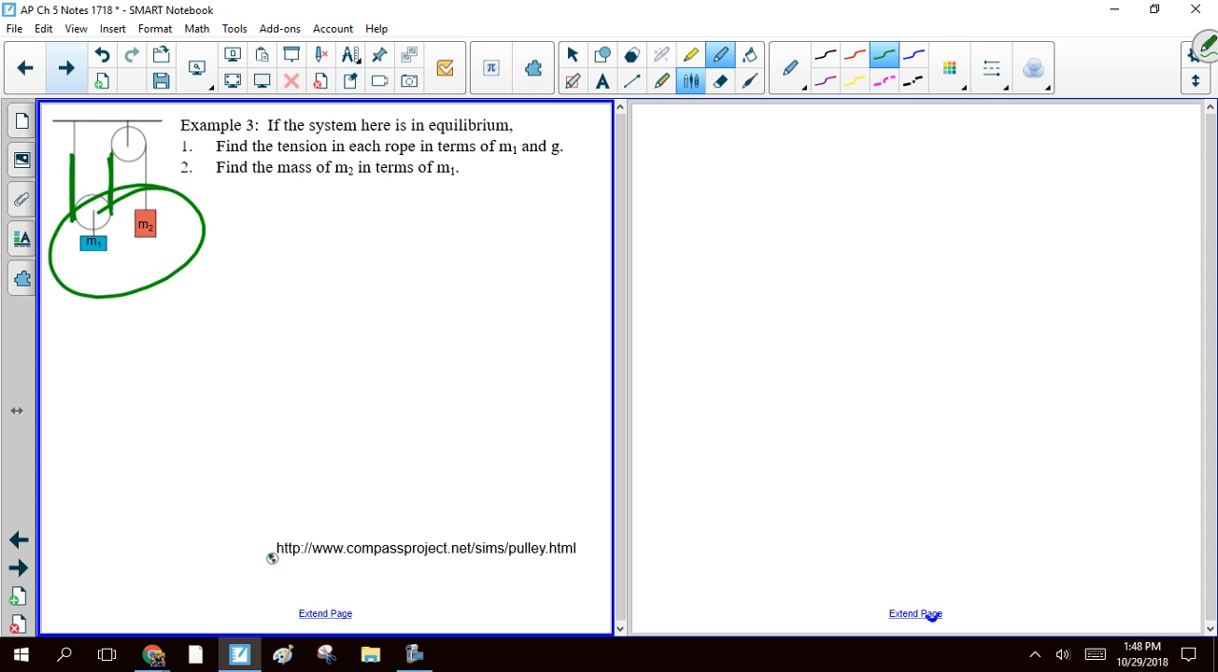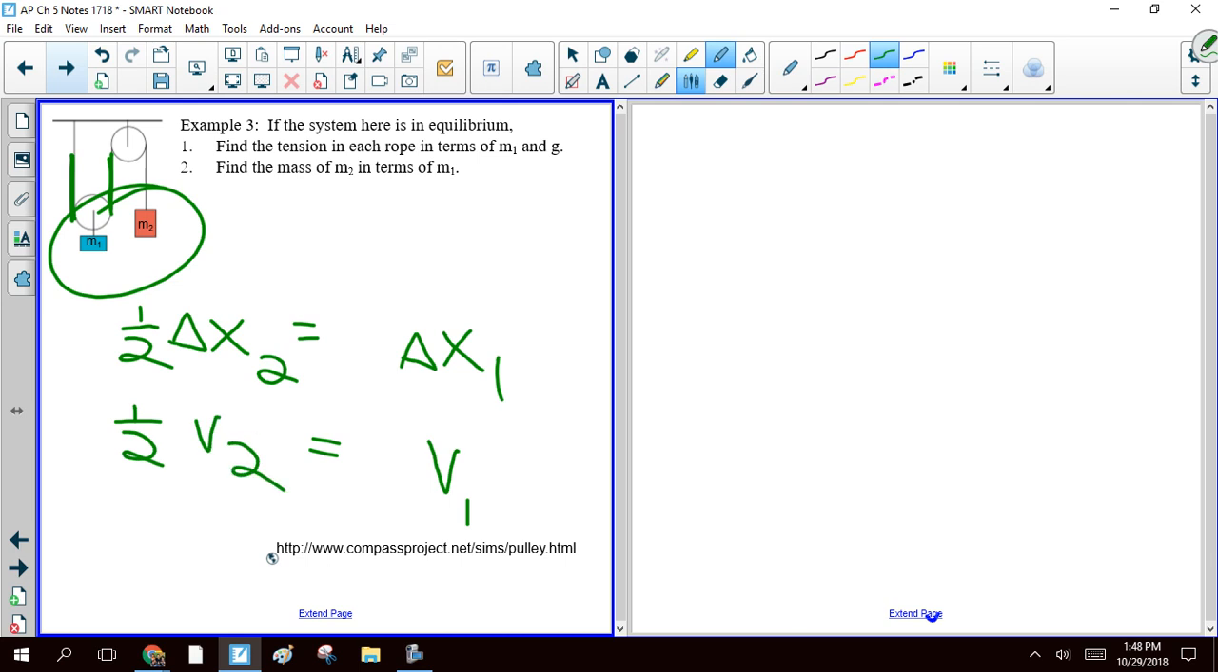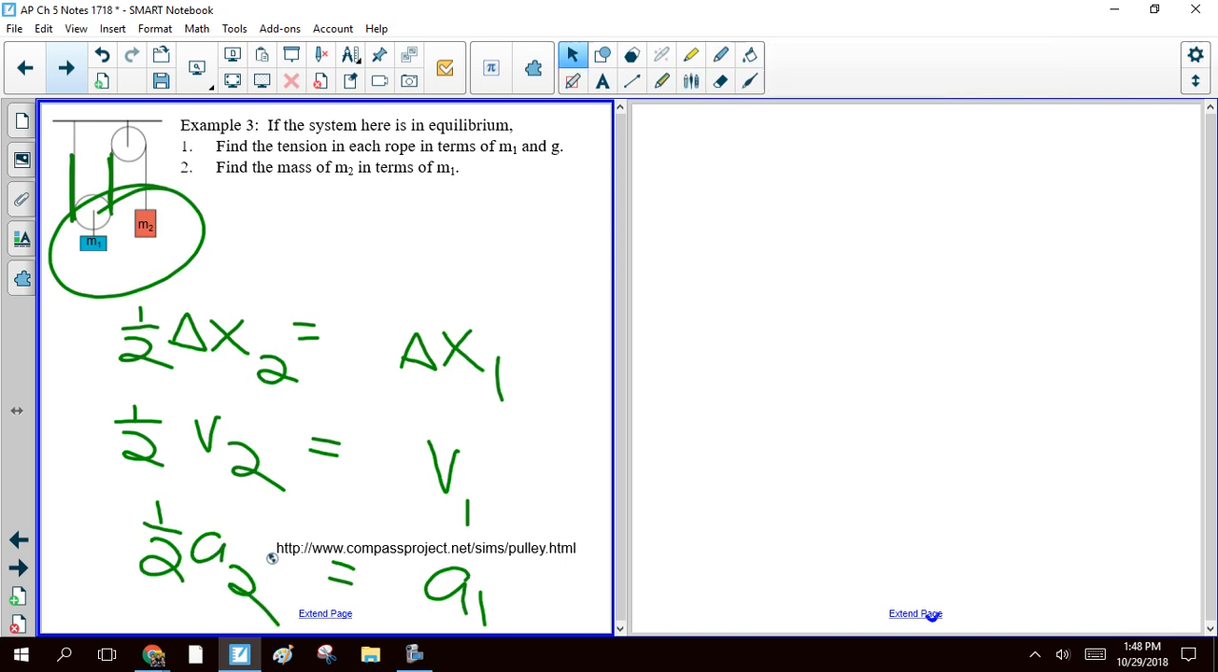In other words, if object 2 goes through some displacement, then the displacement of object 1 is only going to be half as big. Similarly for velocity, the velocity of object 1 at any given instant is going to be half the velocity of object 2. And the acceleration of object 1 is going to be half the acceleration of object 2, okay? And this isn't because of which object is heavier, it's because of the way the pulleys are laid out. All right, so let me show you a little bit about what I mean.